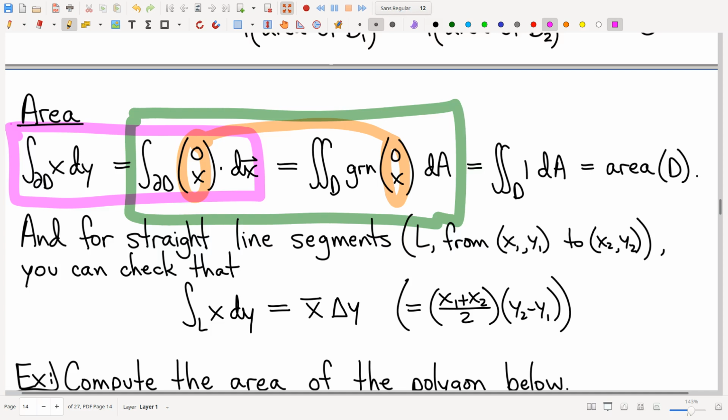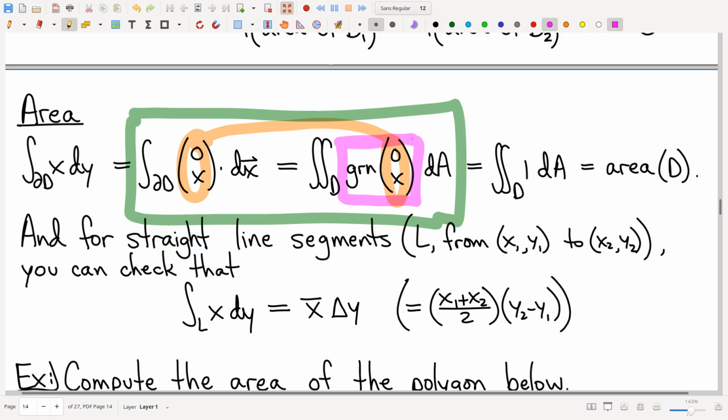Okay, so what is it that's so special about this vector field? What's special about this vector field, 0, x, is that if you compute Green's operator, you get 1. That's one of my favorite numbers. It's an easy number to deal with. Easy computation. Again, make sure you can do that. Make sure you see the details there.